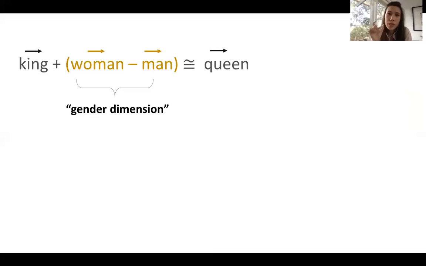So if you take the vector for woman and subtract the vector for the word man, what you end up with is a vector pointing in a direction that is correlated with some notion of femininity. So in our vector space, if we start at the position occupied by the word king and we take a step in the direction along this femininity direction, you end up somewhere close in our vector space to the word queen. Okay.